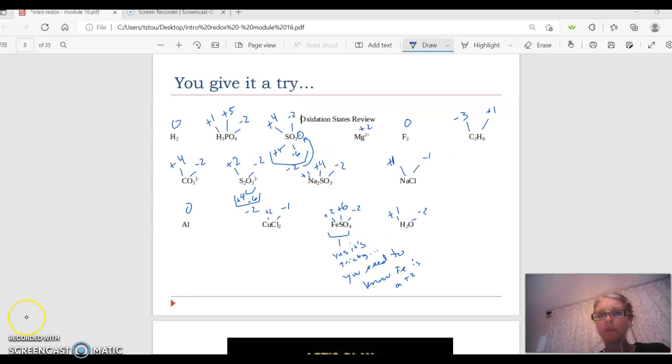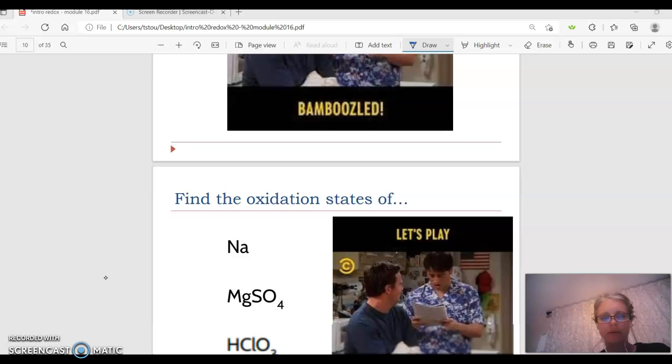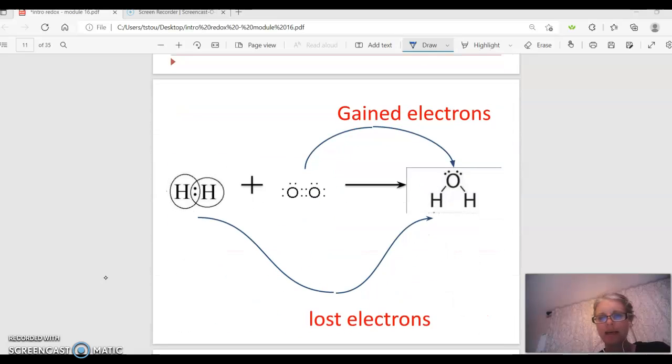All right, here are the answers. Push pause so that you can actually check them over, because I'm going to keep rolling. My pen's working again. It's good. We played bamboozle. We don't have time for that right now. But then we moved on to, okay, now that we know what oxidation numbers are, let's decide who lost and who gained electrons. This brings us back to that first problem.